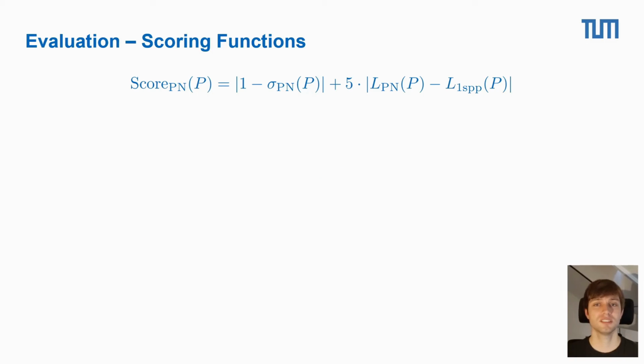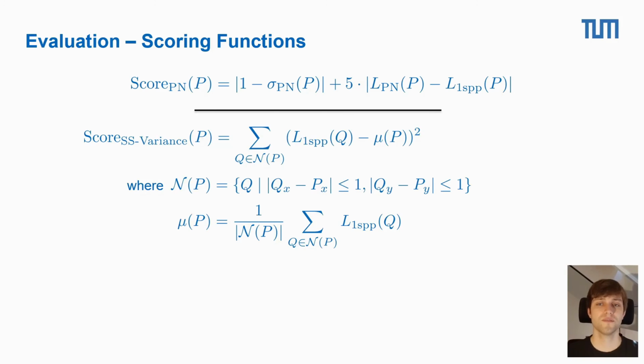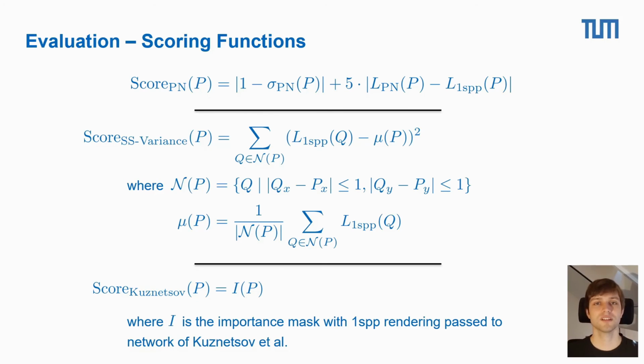Specifically, we consider 6 scoring functions. The first 4 are fueled by Patchnet after training it on one of the 4 datasets respectively. The scoring is given by the deviation of predicted occupancy from 1 plus 5 times the deviation of predicted luminance from the intersected voxel luminance. The fifth one is given by measuring variance in luminance over the 3×3 neighborhood of each pixel in the 1 sample per pixel rendering. The last scoring function is obtained by passing the 1 sample per pixel rendering to the network of Kuznetsov et al. and extracting its importance mask.